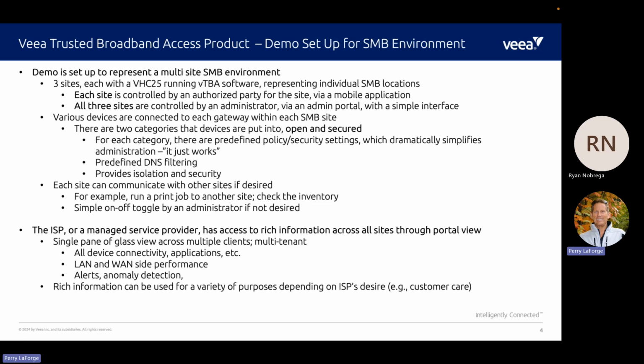And the ISP or managed service provider has the ability to take information coming off our software on the VHC25 and look at a variety of things, such as all device connectivity. It's application aware, so it can show you which applications are using what bandwidth, what applications are attached. And you also get a high degree of LAN and WAN side performance information that can be used for, say, driving an AI system that then suggests various customer care or proactive customer care actions.